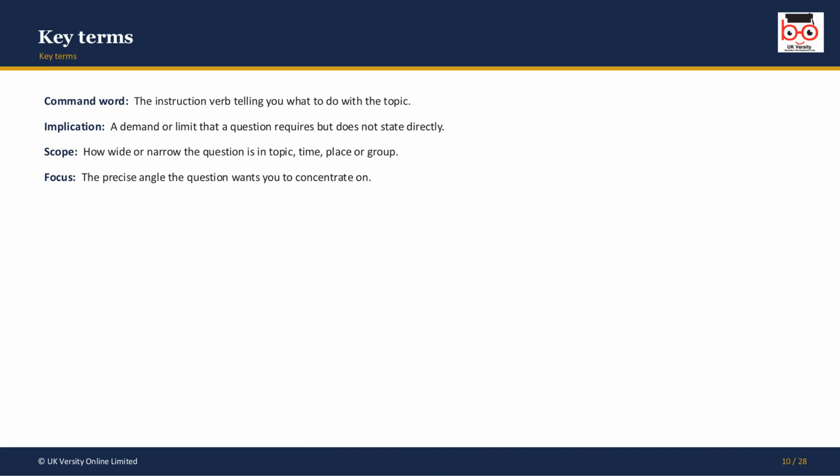Let's fix a few terms in your mind. The command word is the instruction verb that tells you what to do with the topic. An implication is a demand or limit the question requires but doesn't state directly. Scope is how wide or narrow the question is, in topic, time, place, or group. And focus is the precise angle the question wants you to concentrate on.